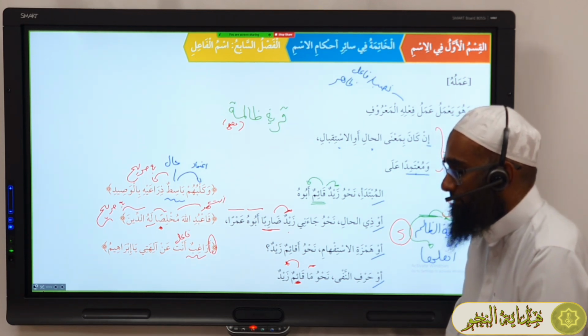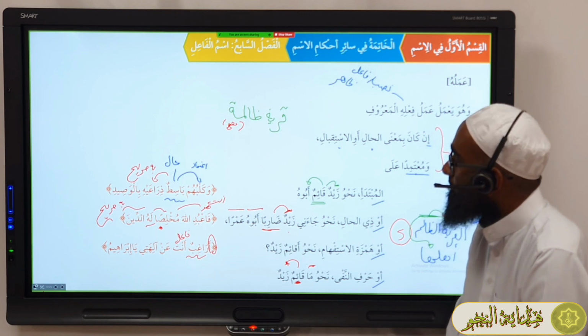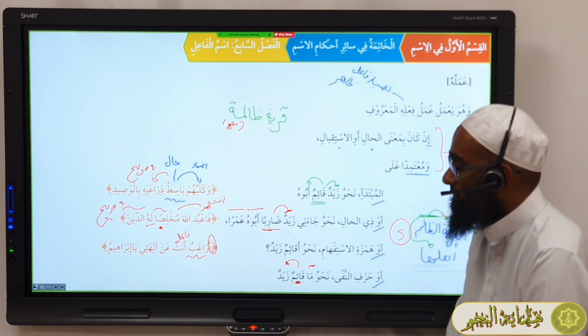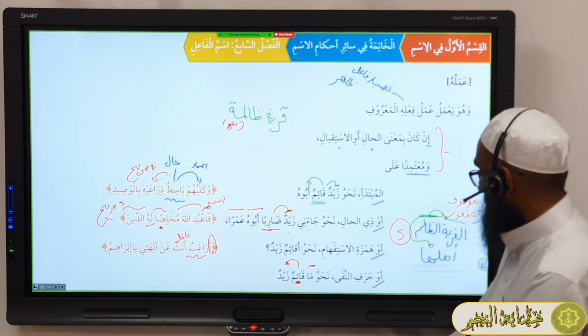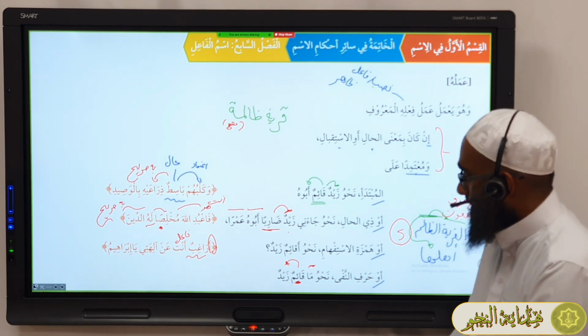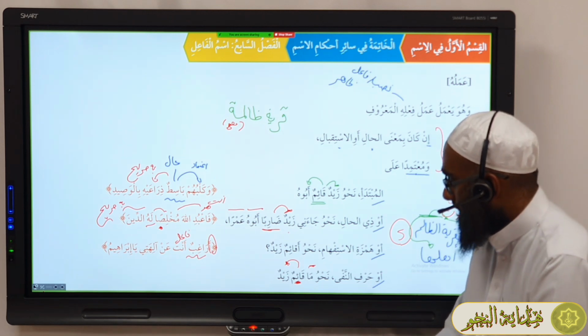There is a big difference between translation and seeing it. So as we progress in learning Arabic, ما لهم من مكرم, ما له من مكرم.